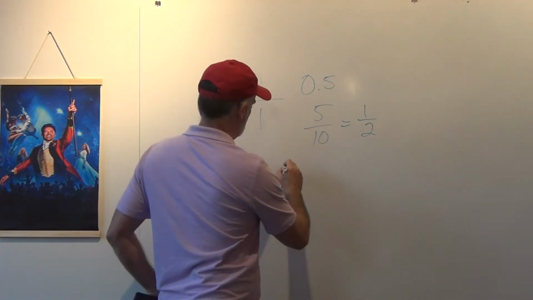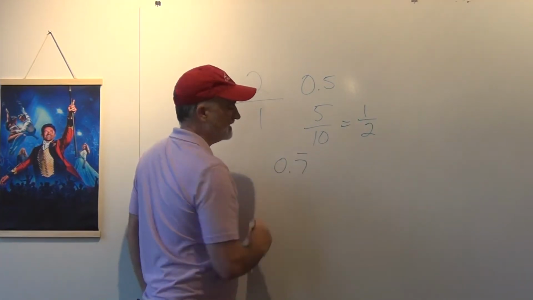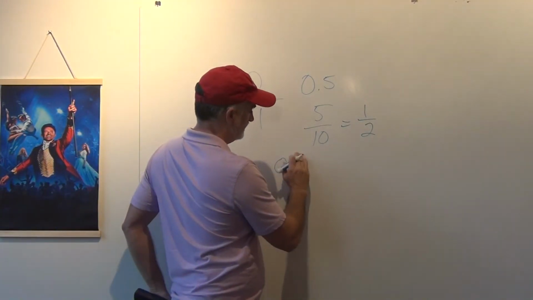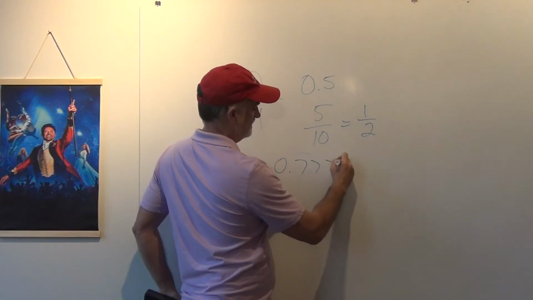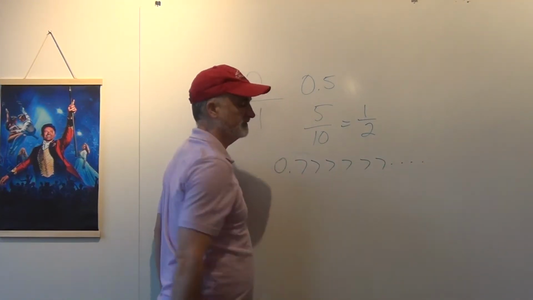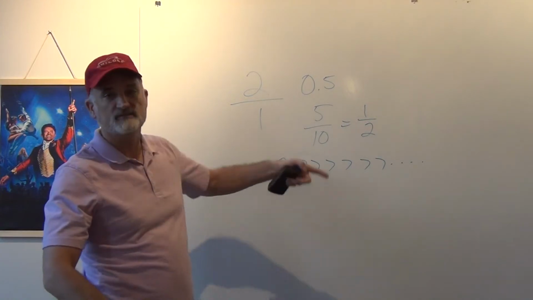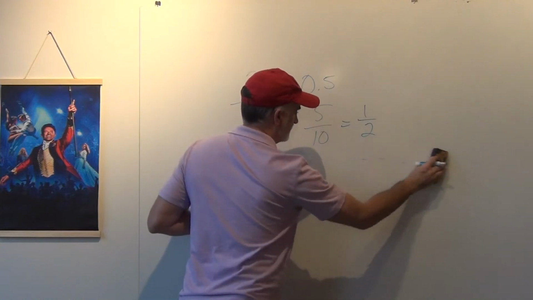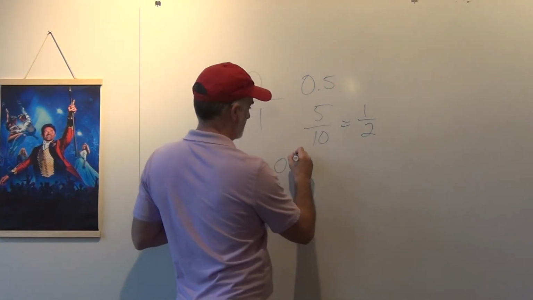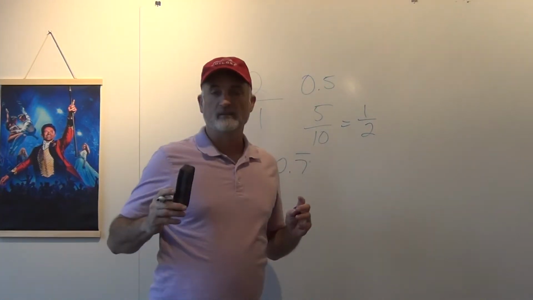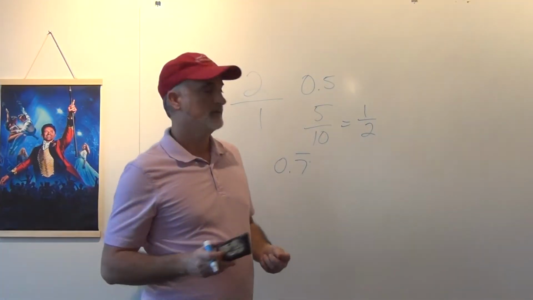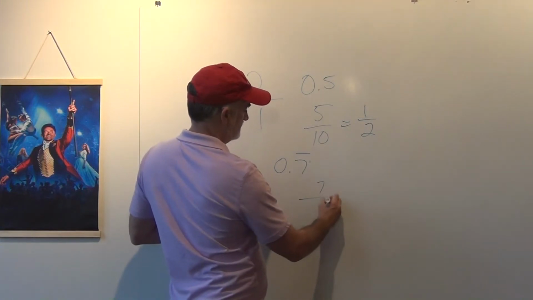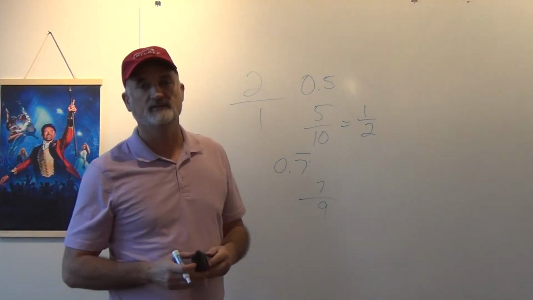What about 0.7 repeater? Now remember, when the line is over the number, really, that's like saying, and it goes on forever and forever and forever. So instead of just going 0.77777, we just eliminate this part right here, and we just draw a line over it. Now, it's still rational, okay? Because if we turn this into a fraction, it would be 7 over 9.